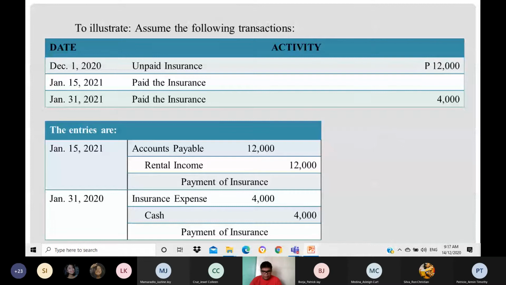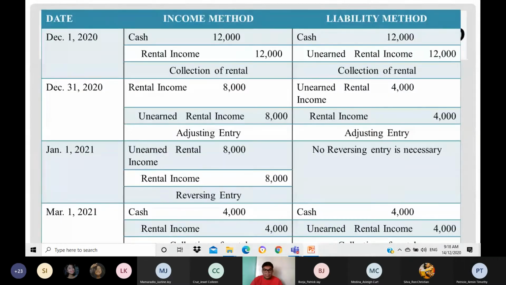Okay. So another sample to avoid the necessity. So pinagkaiba lang naman ni liability versus income is that no reversing entry is necessary. Under the liability method, collection for rental is consistently credited to unearned. With adjustment at year end, but without reversing it.